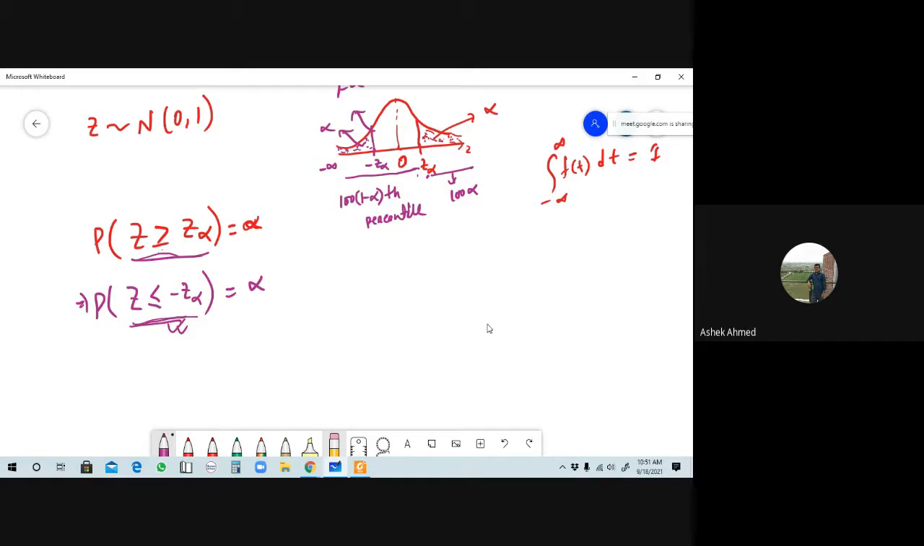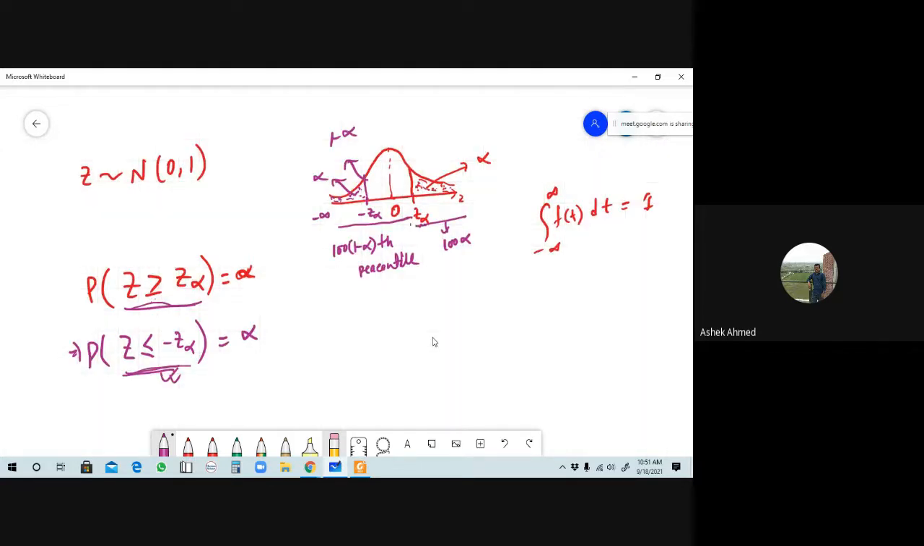Then another part we saw: if this point is z sub alpha, from minus infinity to z sub alpha the area will be 1 minus alpha. In that case, if you consider a point z sub alpha by 2, the right part area of it will also be alpha by 2. And if you consider this as minus z sub alpha by 2, then the left part area will also be alpha by 2.